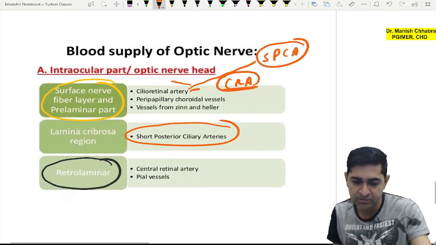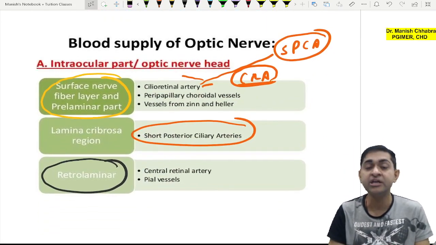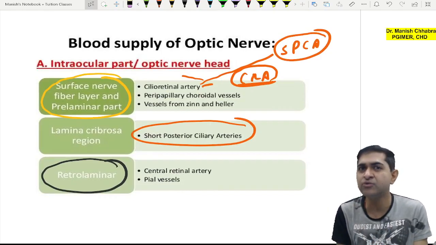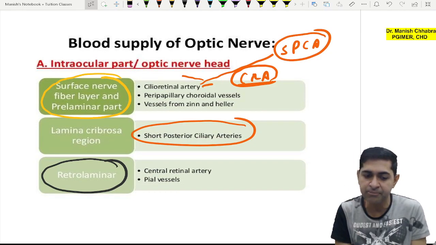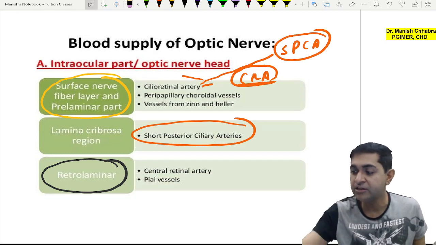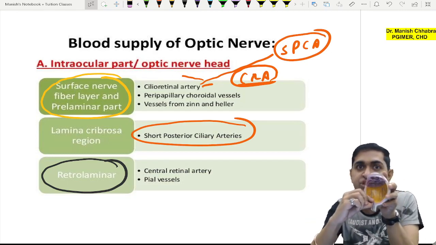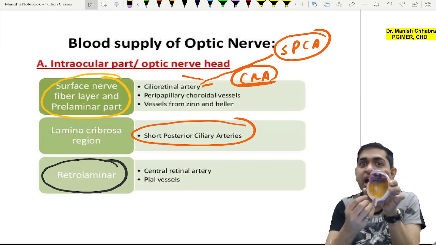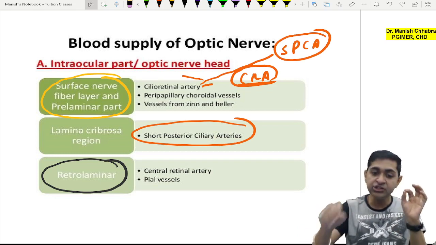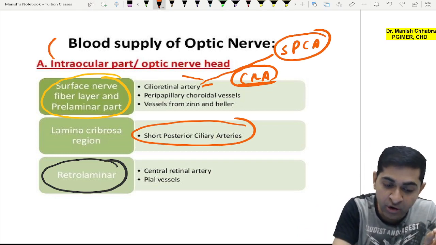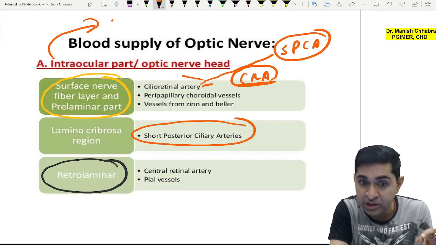So this is about the blood supply. I am just projecting it here so that you get it. Blood supply of the optic nerve head. We are mostly concerned about the blood supply of the optic nerve head. The optic nerve head is the part which lies inside the eyeball. You also call it the intraocular portion of the optic nerve. And how thick is it? 1 millimeter thick.